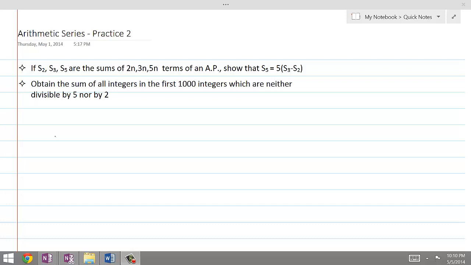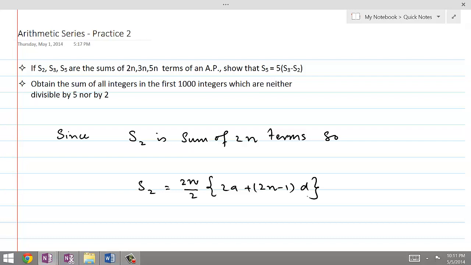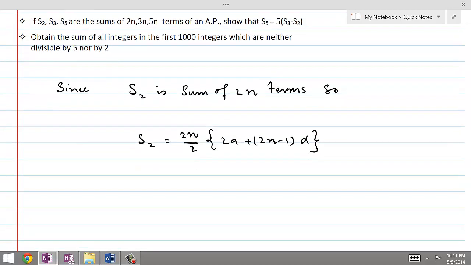Now S2 is the sum of 2n terms, so S2 will be equal to 2n by 2 into 2a plus 2n minus 1 into d, where it is assumed that a is the first term of the series, d is the common difference, and the number of terms is 2n. So let us write this as equation number 1.